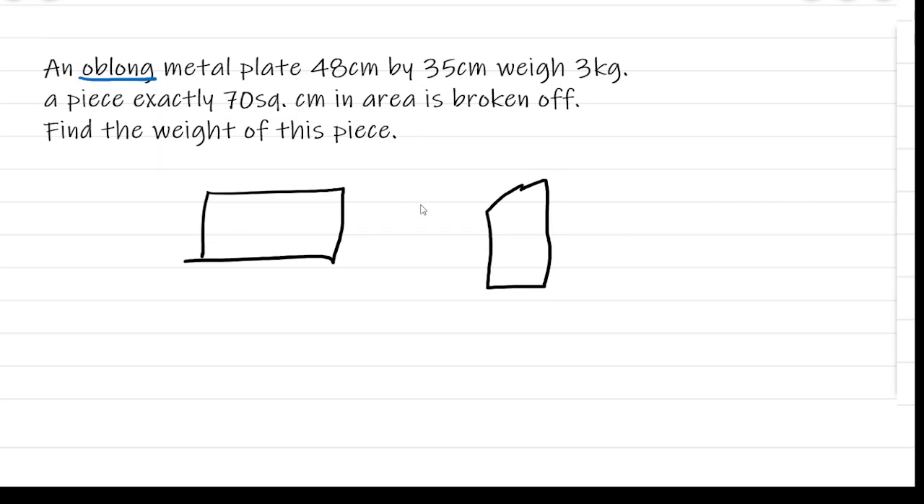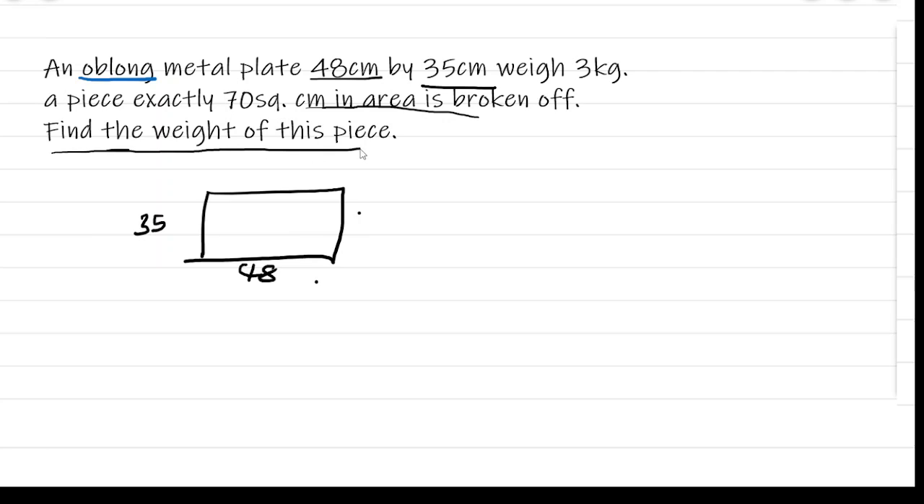So let's see what the problem says. An oblong metal plate is 45 centimeters by 35 centimeters. This should tell you that the plate is in the form of a rectangle. Let's say 35 by 45 or 48. Okay, 48. You may even put 48 here and 35 here. The weight is 3 kilograms, and then a piece exactly equal to 70 square centimeters in area is broken off. So find the weight of this piece.